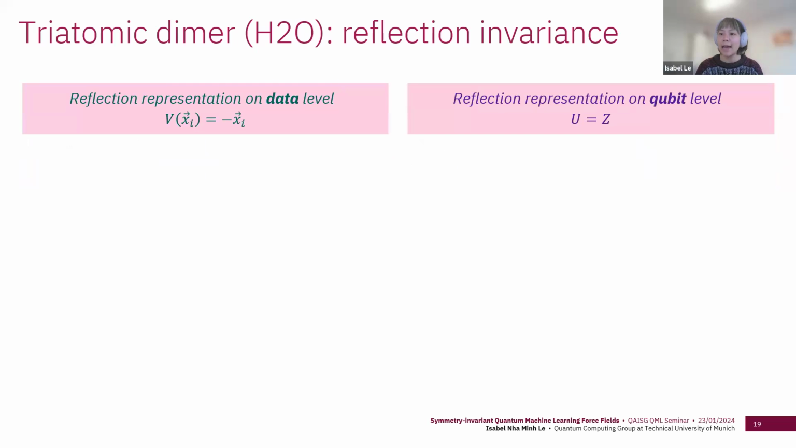Okay. So any reflection can be decomposed into a rototranslation, so rotation and translation, and the reflection along a certain fixed plane. So we can now just consider the specific reflection that results in a minus sign on the data level. So a minus sign on the Cartesian coordinates. And the corresponding representation on the qubit level is just given by the Pauli Z operator.